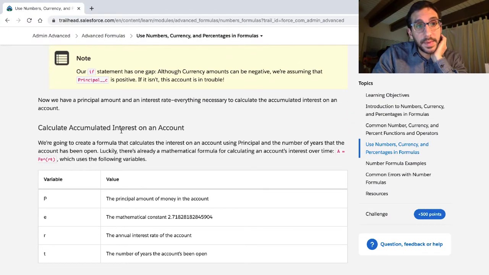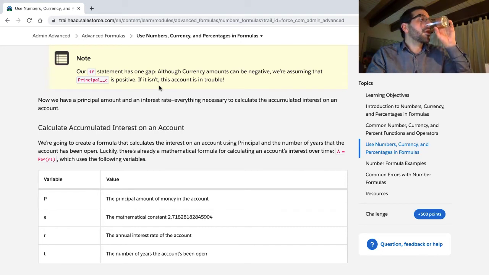Note, our if statement has one gap. Although currency amounts can be negative, we're assuming that principal C is positive. If it isn't, this account is in trouble. Well, if the amount's negative, then the bank would owe the person money.